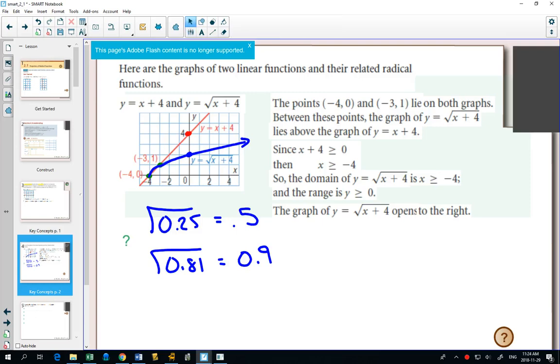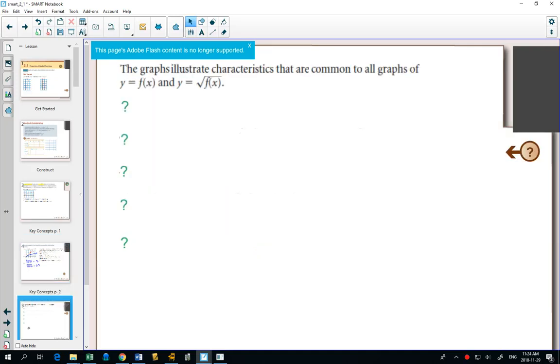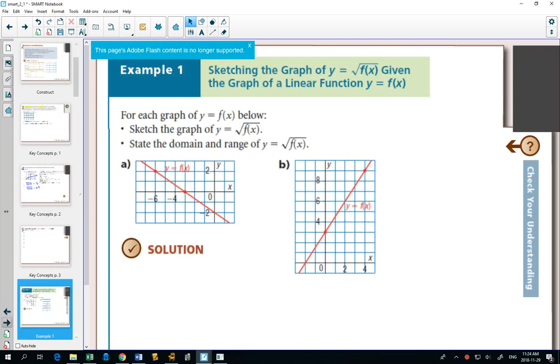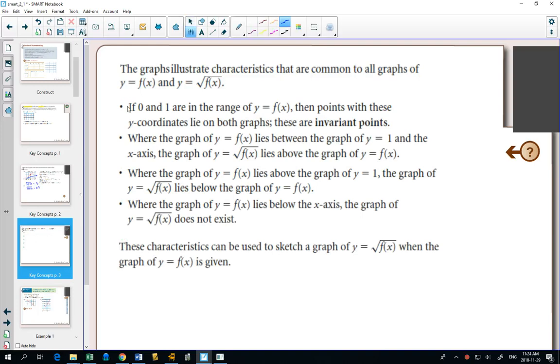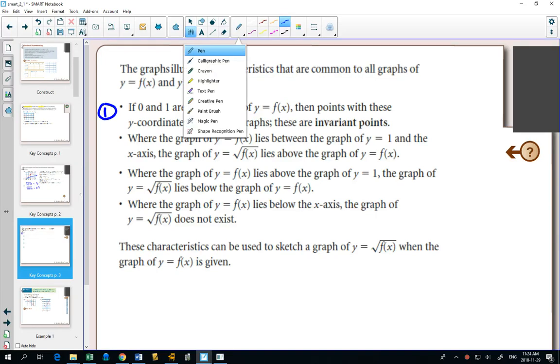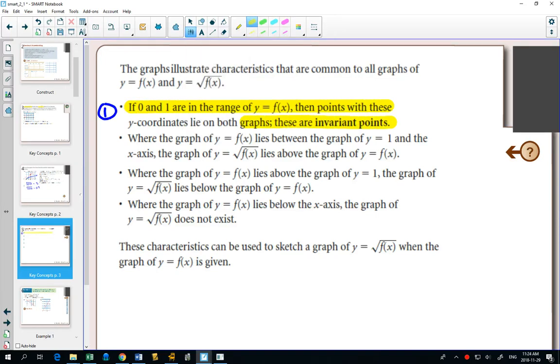So on the next page, we have a summary. Here is the summary, and these will be the key things that we're going to do. Number 1. I just like highlighting. 0 and 1 on the graph of the inside function will stay 0 and 1. We call those invariant points. So that's the first thing you're going to look at. You're going to graph the inside function and find out, are there any points that are 0 and 1? Those stay the same.